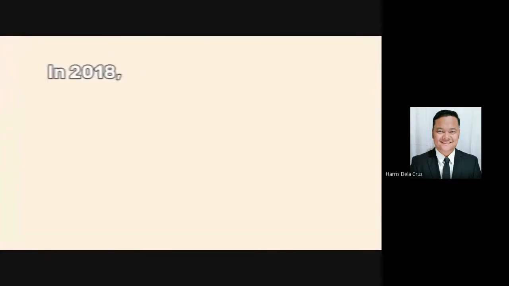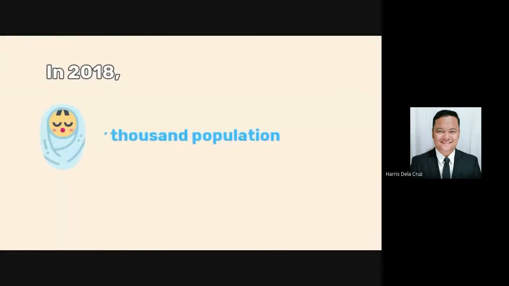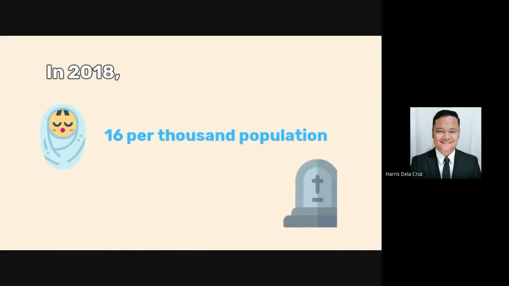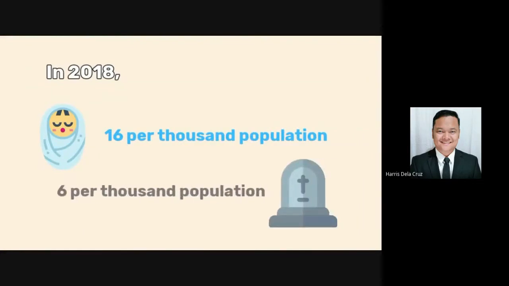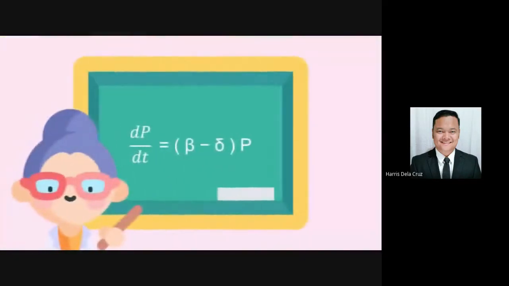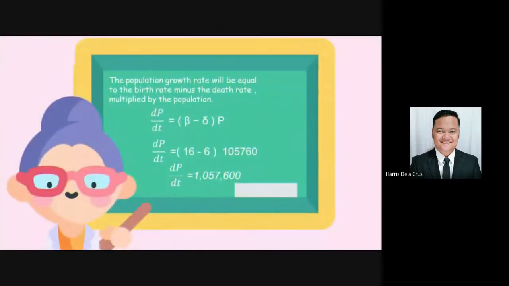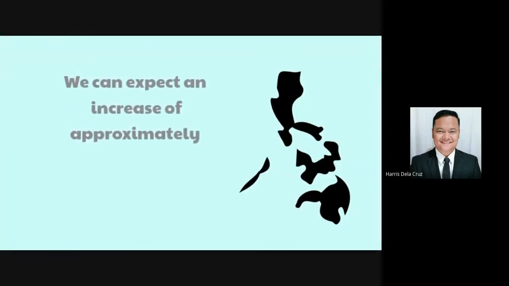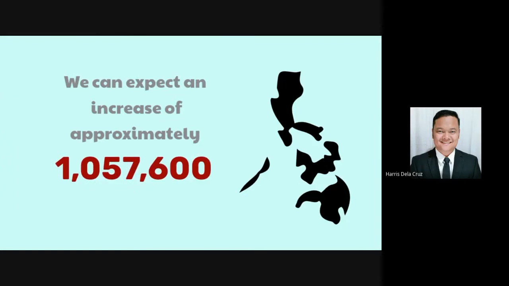In 2018, live births were registered at 16 births per thousand population. Reported deaths were at 6 persons per thousand population, and the population at the time is 105.76 million. With the formula, we should be able to predict the population for the following year. The population growth rate will be equal to the birth rate minus the death rate multiplied by the population, which will give us 1,057,600. Therefore, we can expect an increase of approximately 1,057,600 in the population of the Philippines.